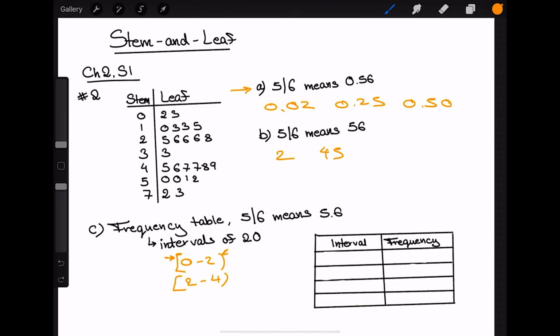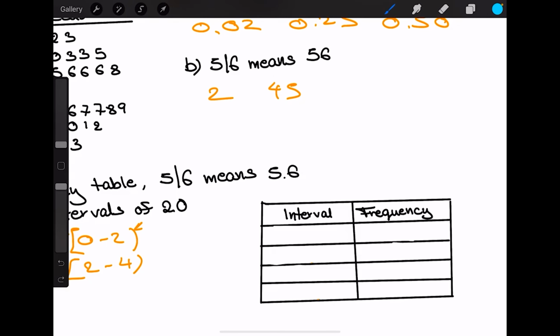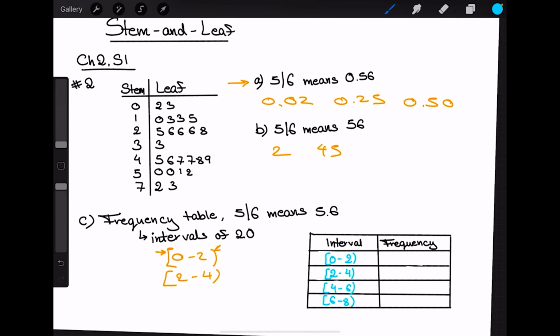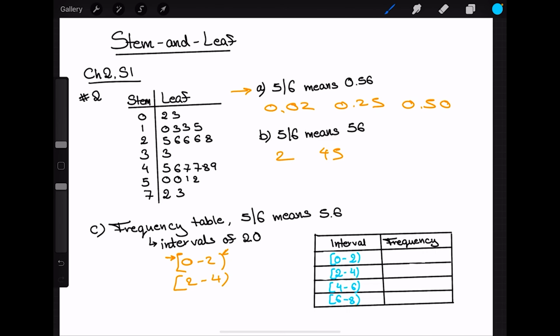So let's insert these into our data table. So interval 0 to 2 with open bracket, 2 to 4, 4 to 6, and 6 to 8. Now I do understand that we do not have any data for 8, or for 6, but you just include it in the variable because we need intervals of 2.